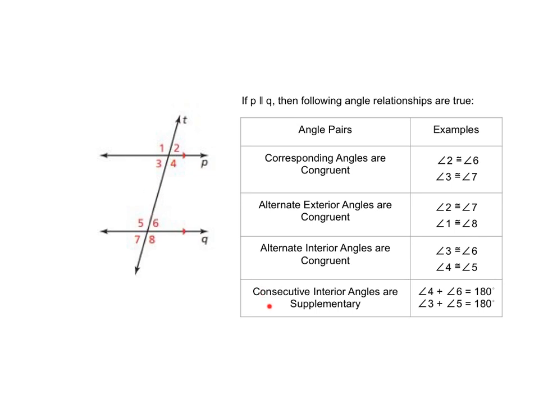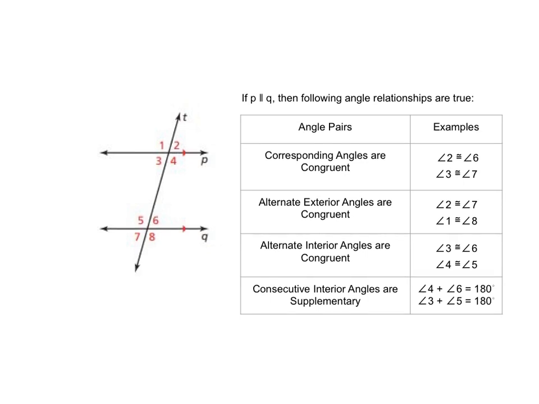The fourth relationship is not a congruent relationship anymore. It is consecutive interior angles are supplementary. For example, angle 4 and angle 6, they are right next to each other. They are consecutive interior angles, and when you add them up, you get 180 degrees. They are supplementary. Similarly, angles 3 and 5 are supplementary too. So these four relationships are true when two parallel lines are cut by a transversal.